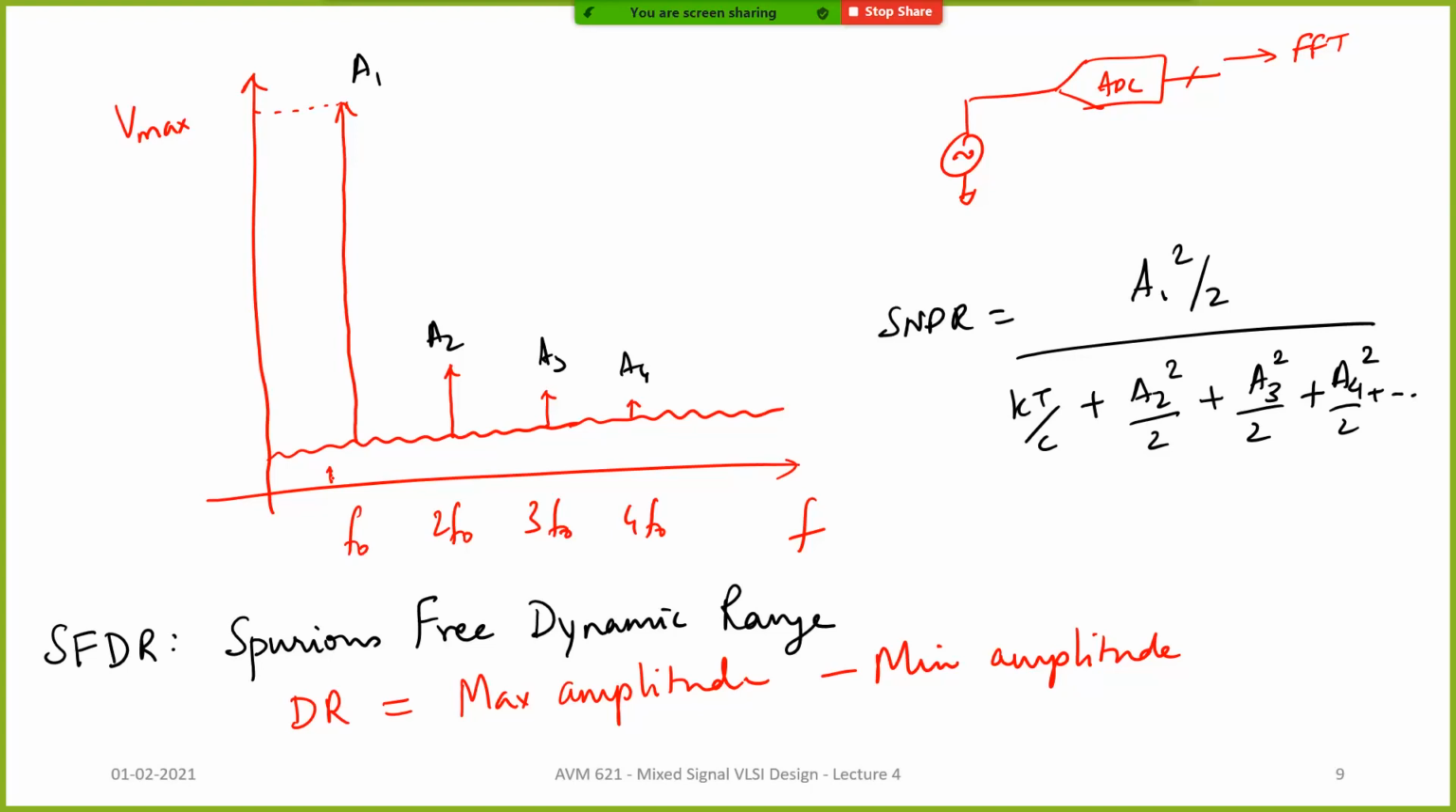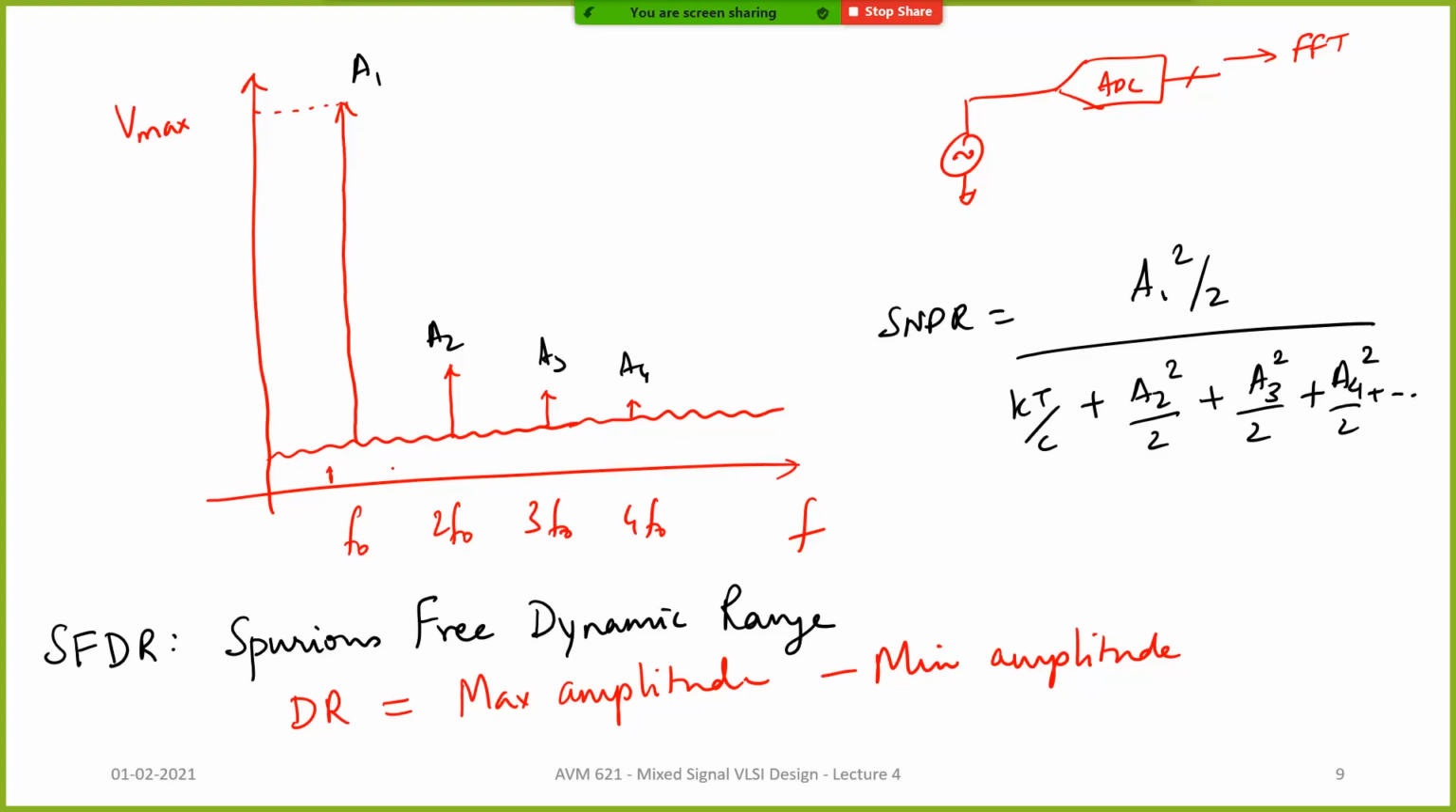Now, the spurious free dynamic range basically means, what is the dynamic range in which there are no spurious terms? There are no spurious components. What are spurious components? Unwanted components, right? Here you want only the F0 component because your input consists of only F0. This 2F0, 3F0, 4F0 are all unwanted components which ended up being there because of nonlinearity.